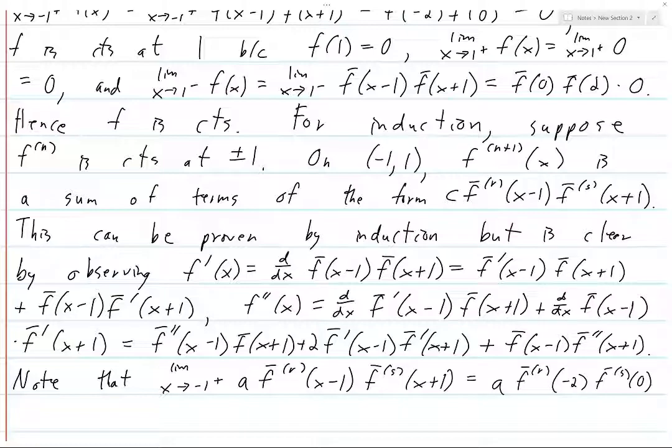And thus, well, instead of a, I was using c for these constants. That part doesn't really matter. Okay, so anyway, we have this, and thus, the fact that f^(n+1) of x is a sum of terms of this form, we can conclude that the limit as x goes to minus 1 from the right of the n plus first derivative of f equals 0.